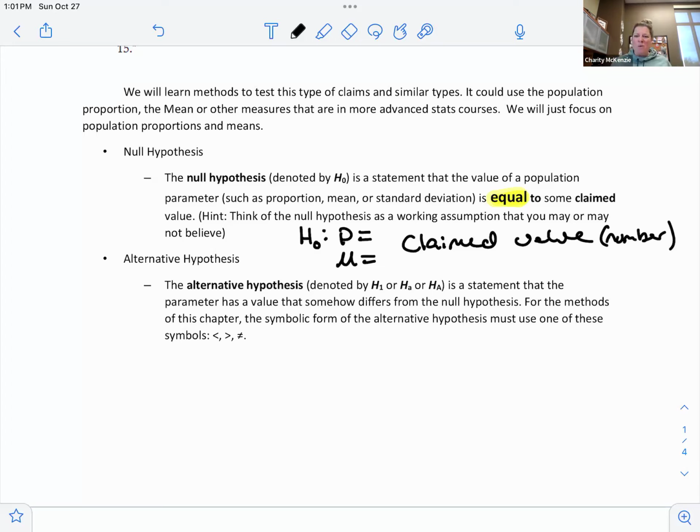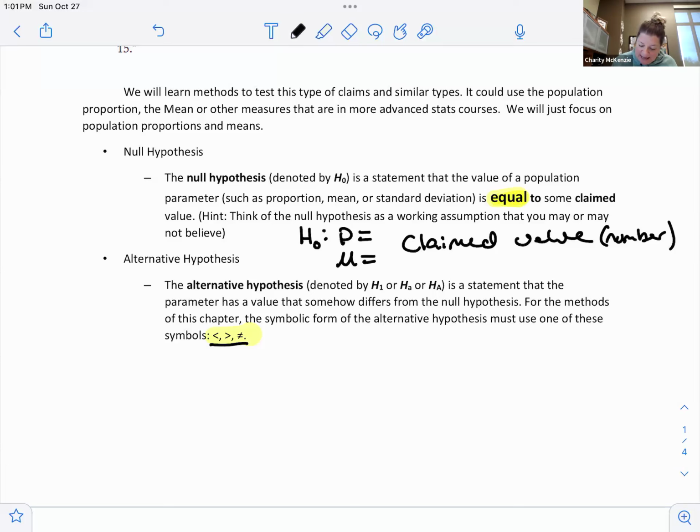Now our alternative would be, what's it saying? Is it saying most, greater than, least, less than, or is it kind of vague? Like, it says a claim of equal, like I say it's exactly 3% of people died from COVID. That's saying equal. Then I would have to test not equal for our alternative. Okay, so these are the three symbols we'll use in this alternative hypothesis. We don't use equal in our alternative. It's either greater than, less than, or not equal. And not equal is the one that's typically used when we don't have a lot of information.